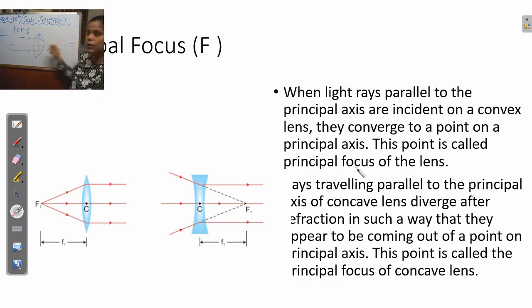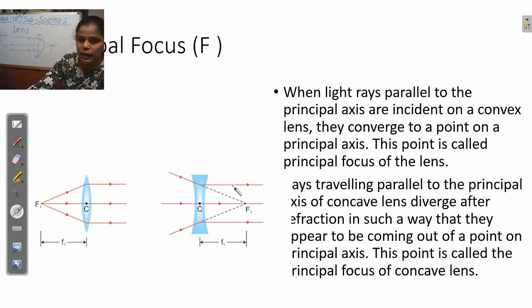This point is called the principal focus of the lens, and the principal focus is on the principal axis. When light rays are parallel to the principal axis, they converge on a specific point on the principal axis, and it is called the principal focus.